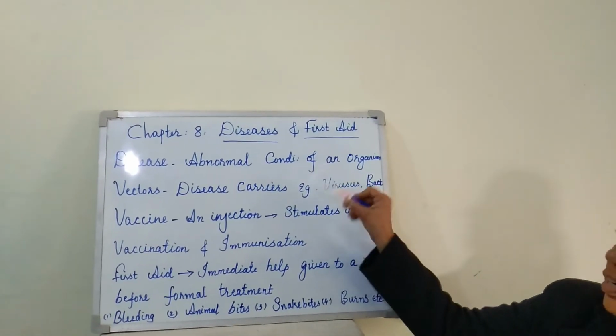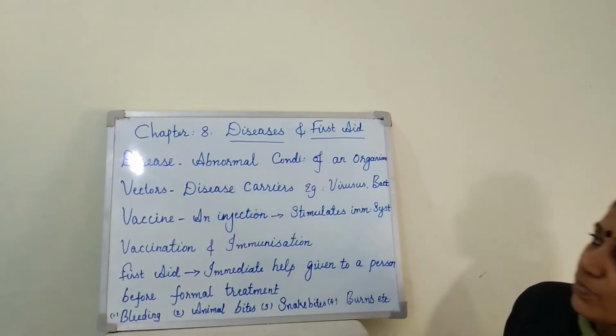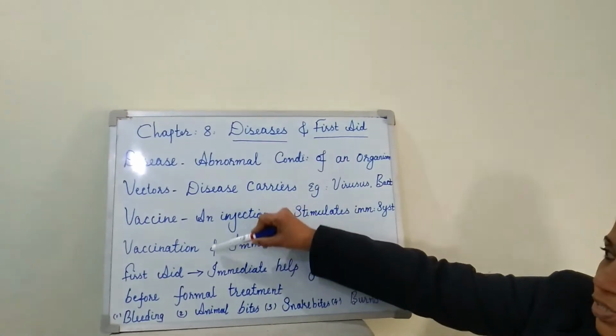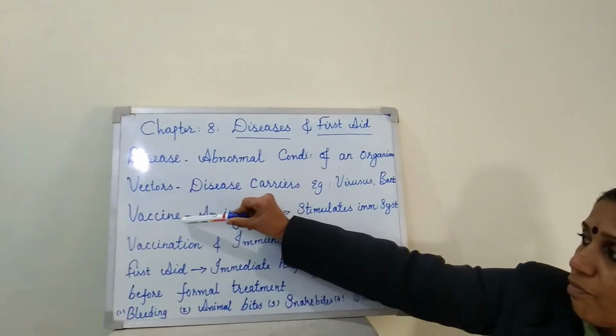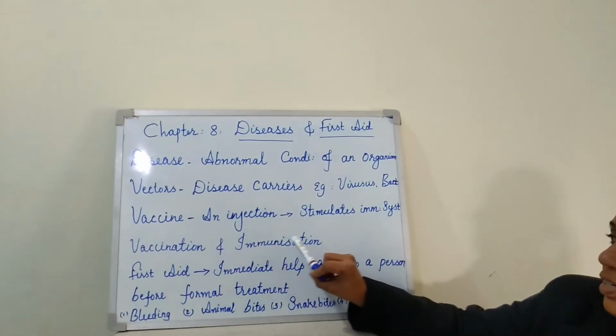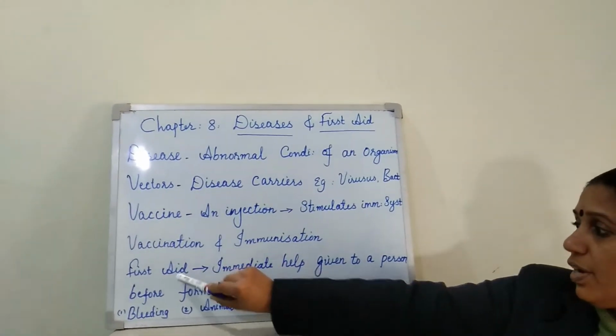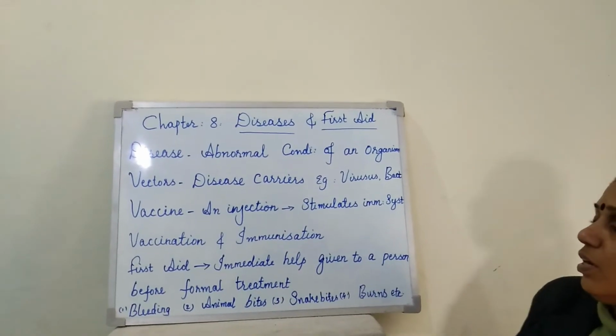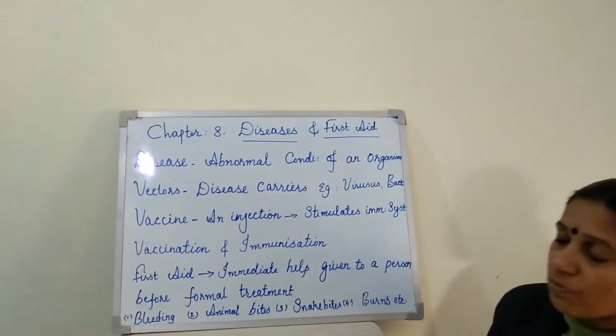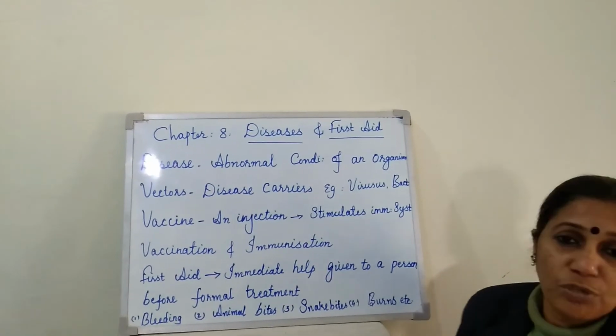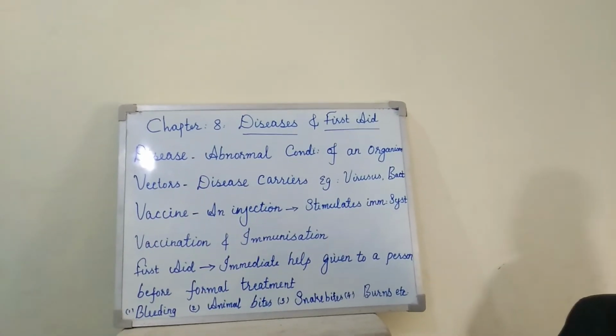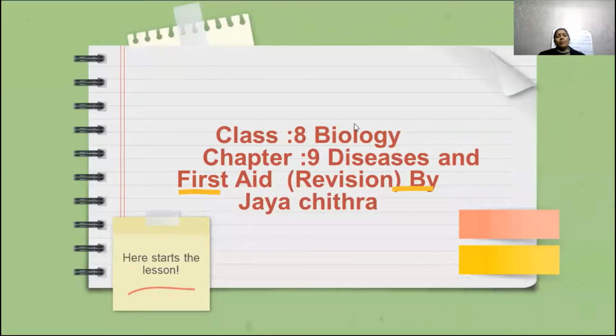Then what are the reasons for diseases? The other topics mentioned here are vectors, vaccine, vaccination, immunization, and first aid. Then what are the definitions and explanations of all these topics? So in this chapter, diseases and first aid, we are going to revise the topics mentioned in this slide.